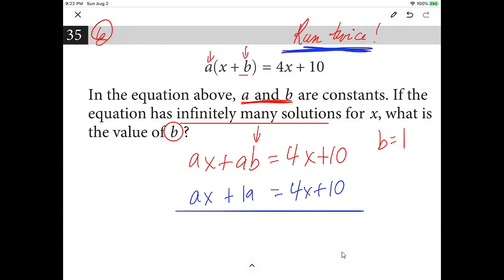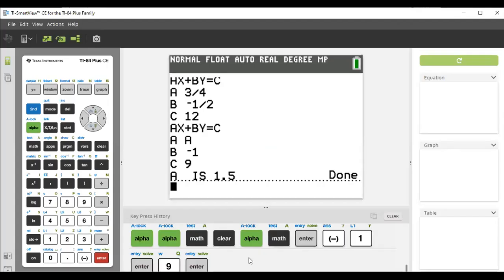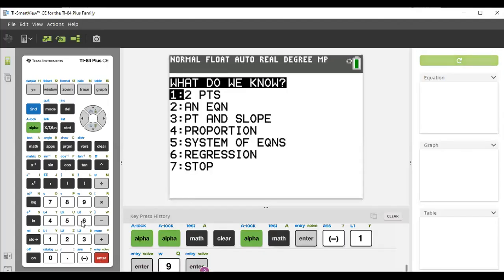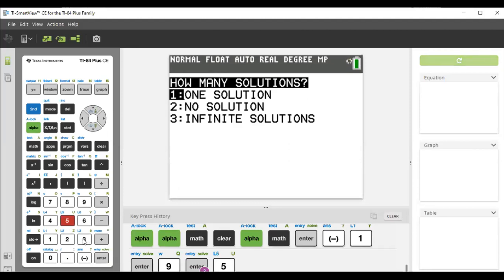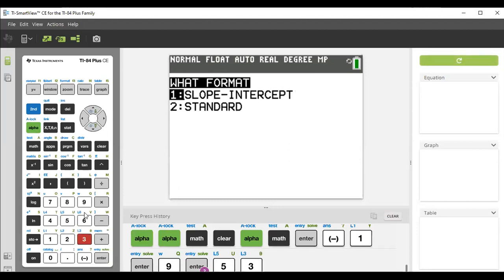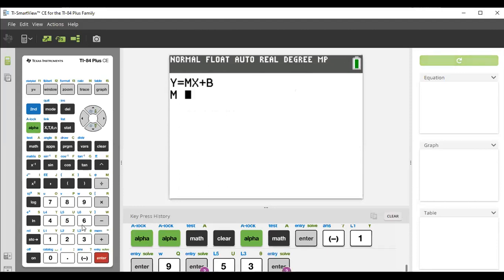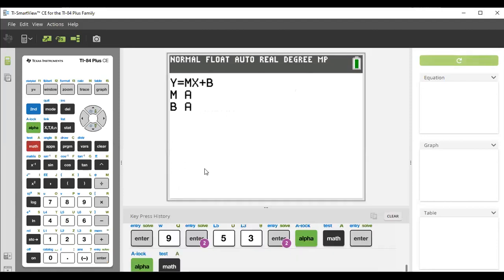So if we go back to the calculator, we press enter, and it's a system of equations. This has an infinite number of solutions, so we choose option 3. It was in slope-intercept form, so we're going to press 1. The slope for the left-hand side was a constant, a, and then the y-intercept was a times 1, because we put in a 1 for b. So I'm going to put a 1 here. I don't have to, but I just want you to understand this is still going to be a times 1. So I just want you to see what we're doing.